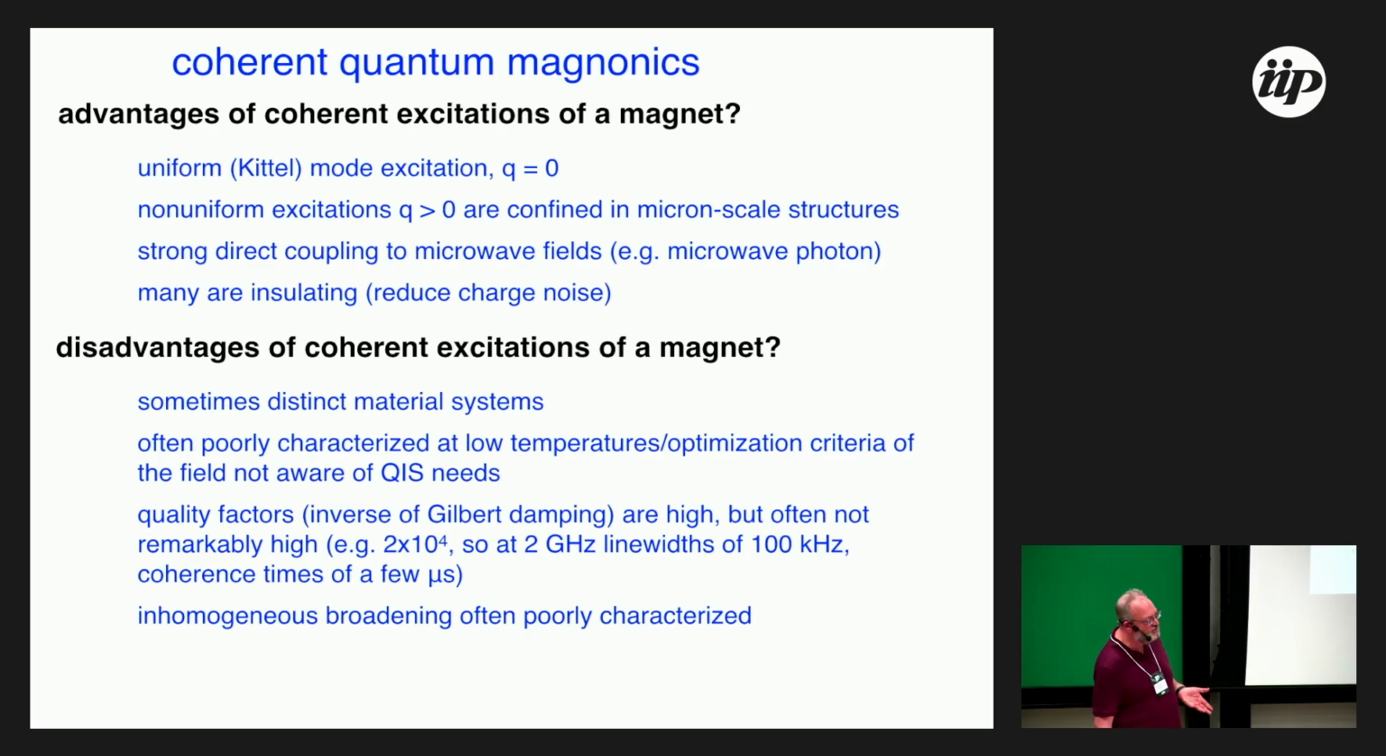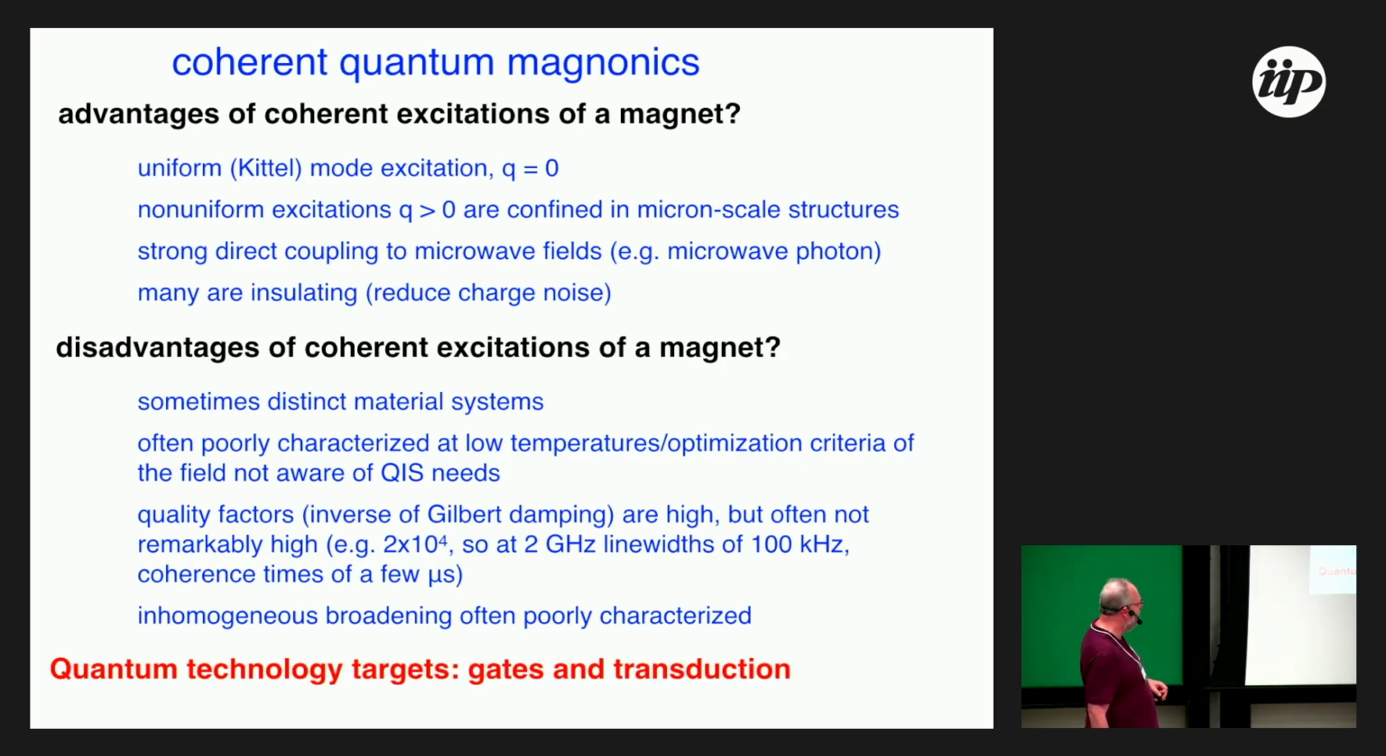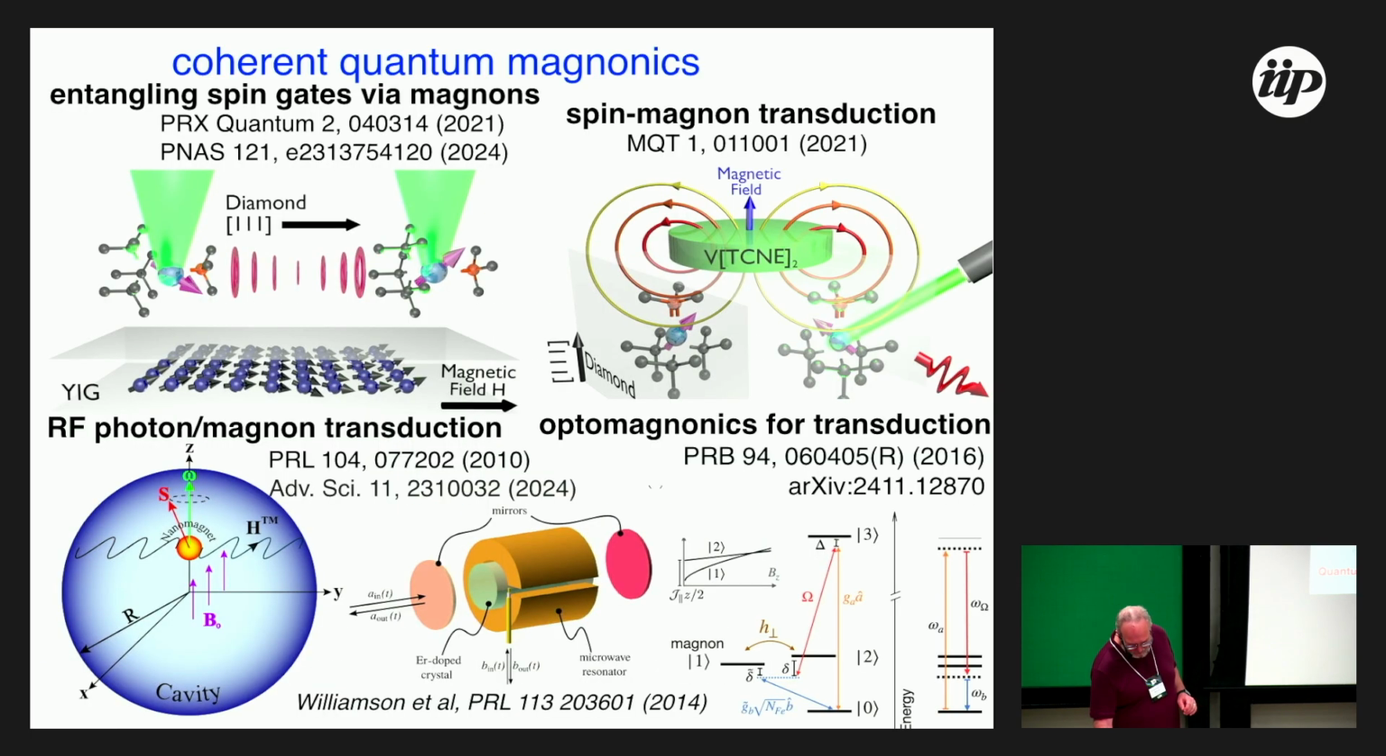So the question is, what would you do with this? What's the advantage that you want to take? What kind of technology are you going to focus on? From my point of view, the targets are gates and transduction. You want to use the magnons to help you with gates. You want to use the magnons to help you with transduction. You don't want to store the information for any period of time, because it just isn't competitive.